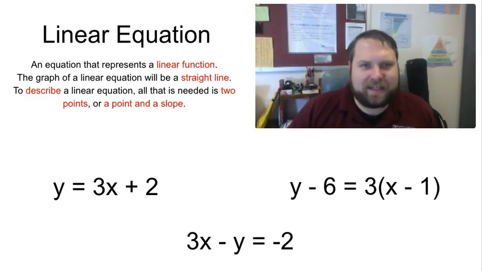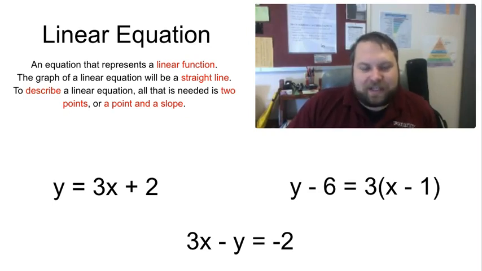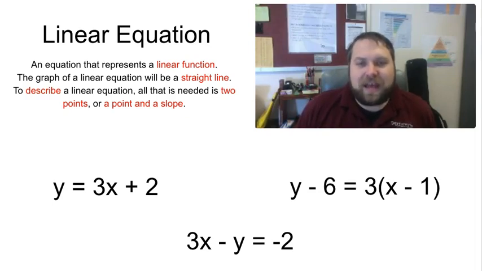Recall that an equation is linear if it represents a linear function. That is, when you graph it, it's a straight line. And in order to describe a linear equation, and this is key to what's going on here, we need either 2 points or a point and a slope. You already know how to find the slope from all three forms of these equations. So now we're going to find that other piece, that point, or in the case of standard form, 2 points that we need to describe this linear equation.